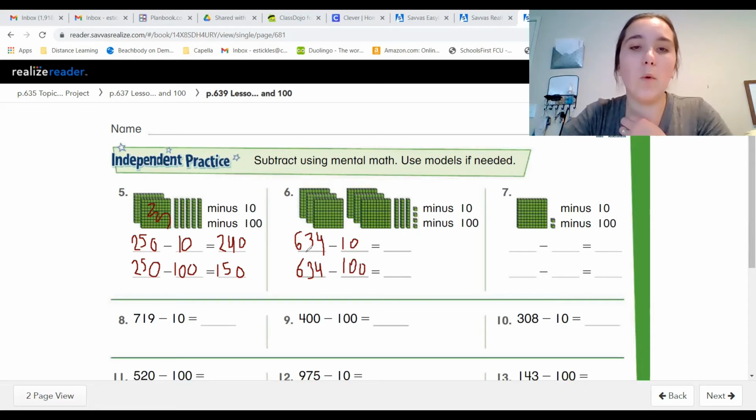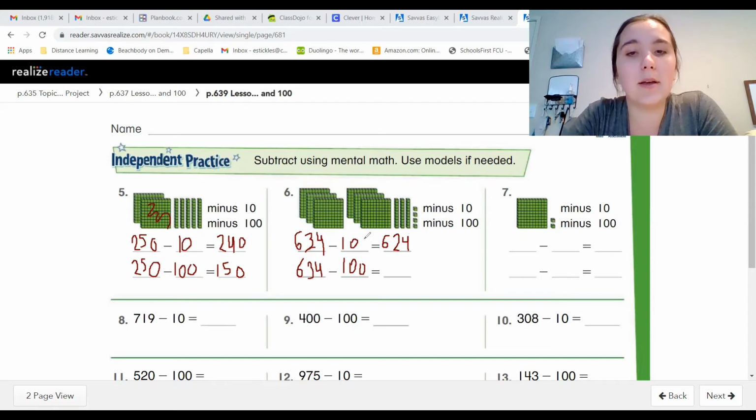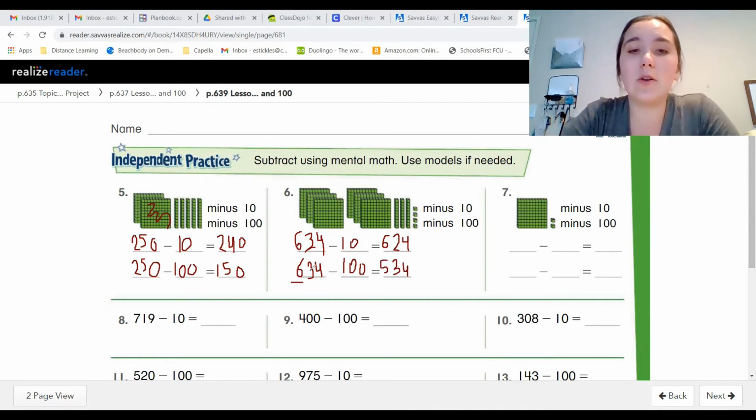If I take away 1 ten from my 3 tens, I'm going to have 2 tens left. I'm still going to have my 600s, and I'm still going to have my 4 ones, but my tens went down by 1 because I took away 1 ten. So 634 minus 10 is 624. If I do hundreds, I have 600s minus 100 would be 500s. So then I would still have my 3 tens, and I would still have my 4 ones, which means that 634 minus 100 equals 534.